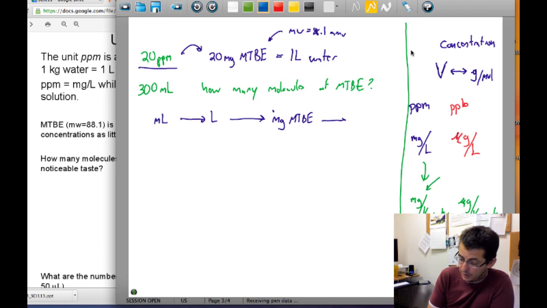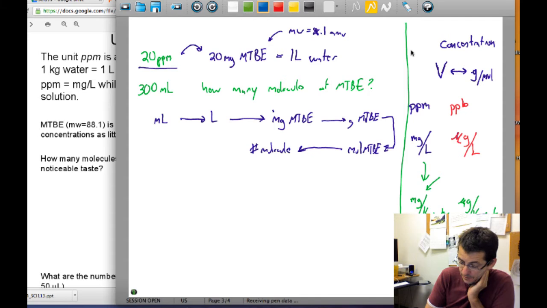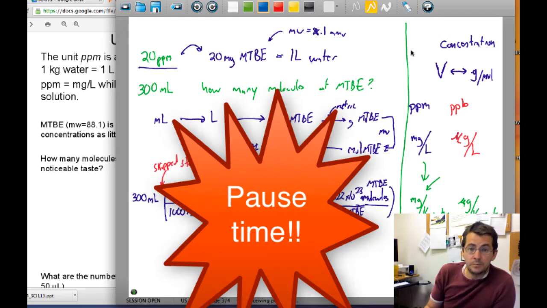which we can then convert into grams of MTBE, which we can then convert into moles of MTBE, and then we can relate moles to the number of molecules using Avogadro's number. This would be the molecular weight, and then this would just be our metric system. Again, set that up, run through the calculation.